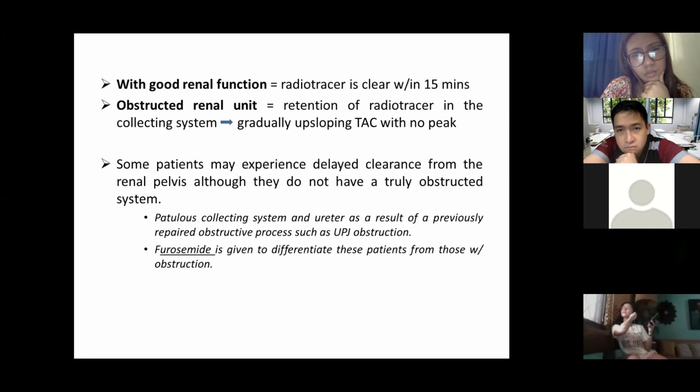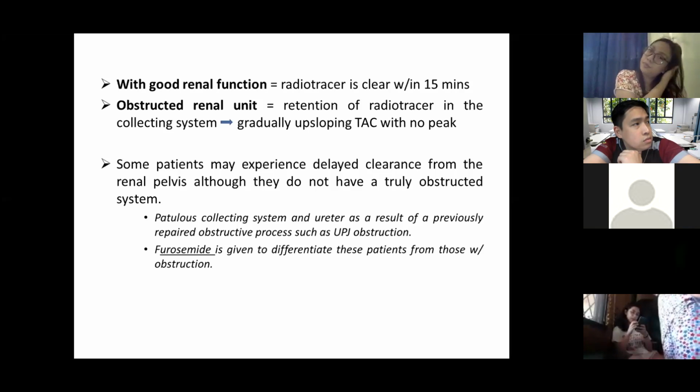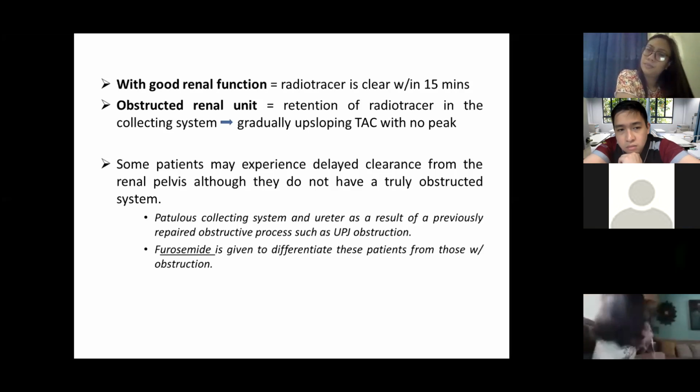So with good renal function, radiotracer is cleared within 15 minutes. In an obstructed renal unit, there will be retention of radiotracer in the collecting system with a gradually upsloping time activity curve with no peak. Some patients may experience delayed clearance from the renal pelvis, although they do not have a truly obstructed system, such as a patulous collecting system and ureter as a result of a previously repaired obstructive process such as UPJ obstruction.